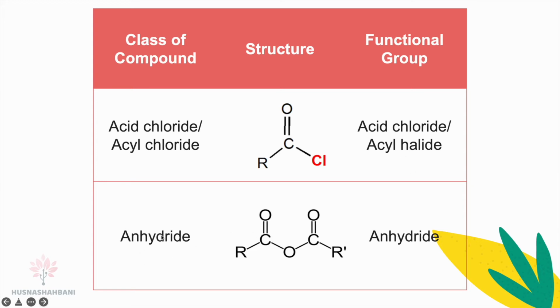Next, anhydride. Anhydride class of compound, the structure C single bond O single bond C. So this is anhydride, C single bond O, and then that O single bond C. Both carbons have a double bond with oxygen. So this is the structure of class of compound anhydride, and the functional group is also anhydride.